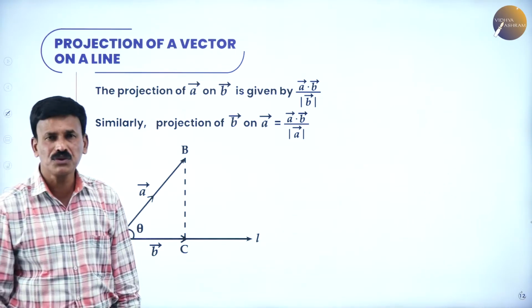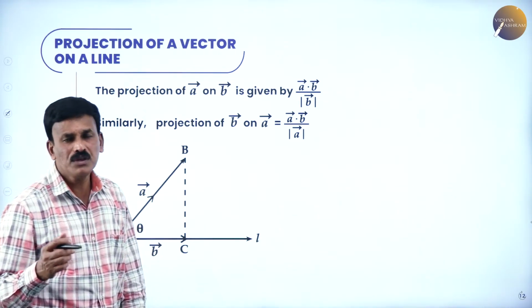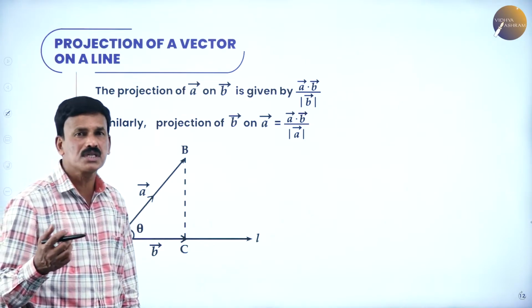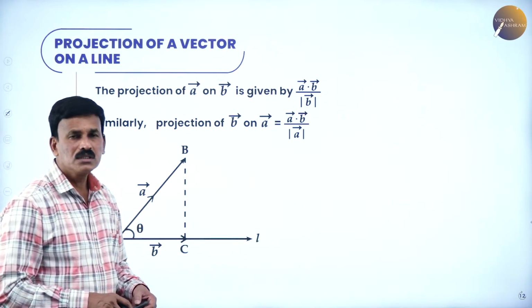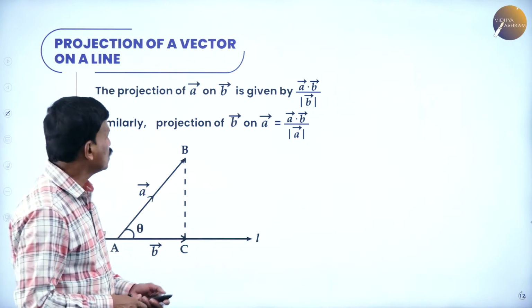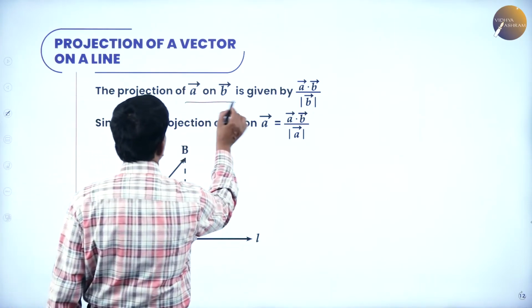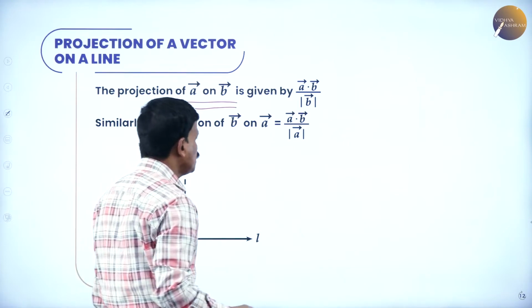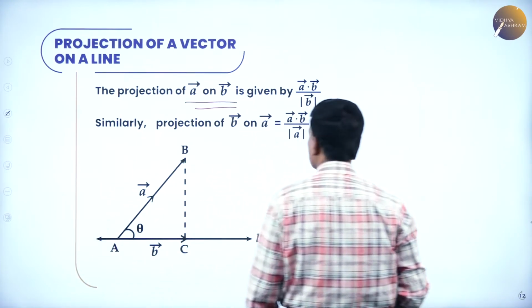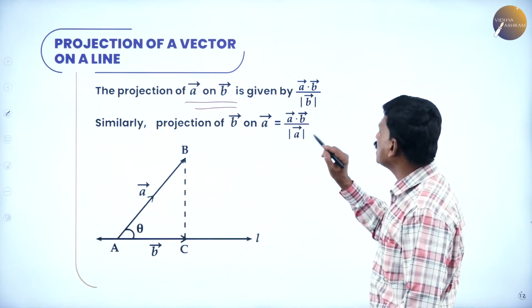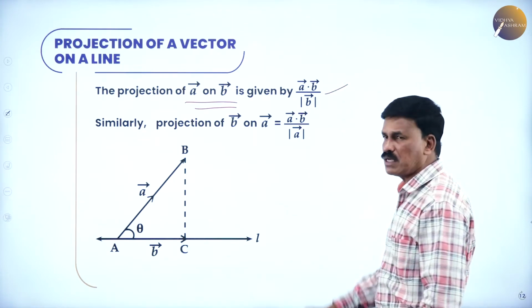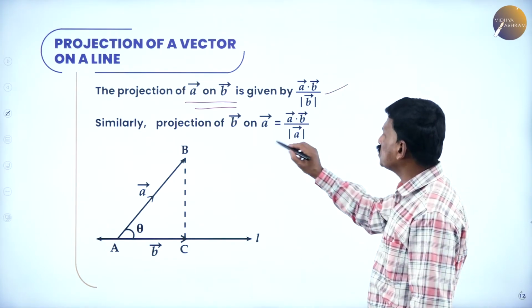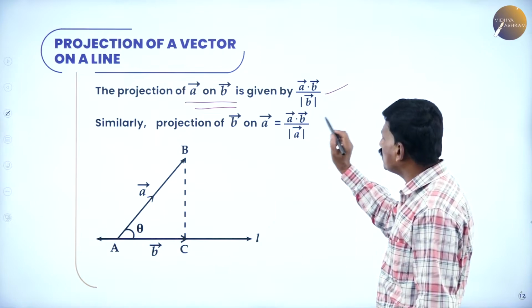Now, before going to the problem, a very important thing which we are going to study in the scalar product, that is dot product, is the projection. The projection of vector A on B is given by vector A dot B divided by length of B. Similarly, the projection of B on A is given by A dot B divided by length of A.